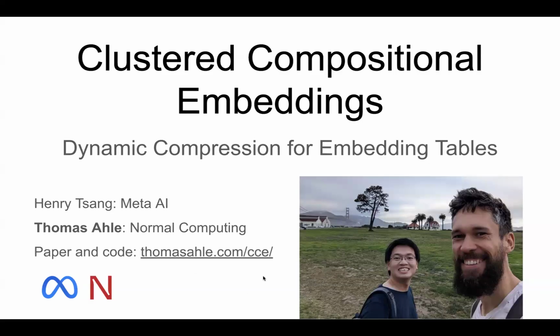There is a website also for this paper that links to both the PDF and a GitHub source repository, where we have implemented this method together with 12 other related methods. So if you're interested in using some of this in practice.